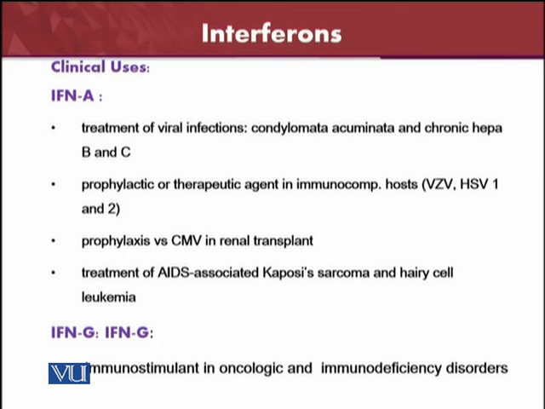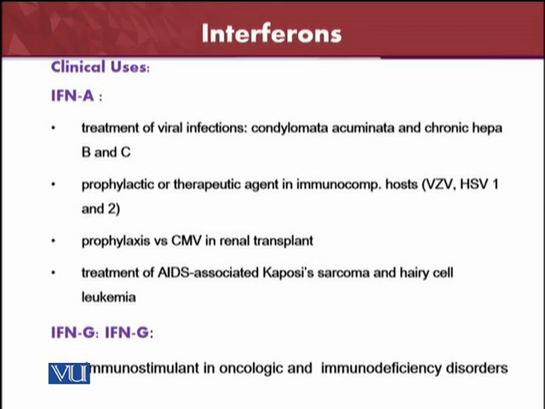The clinical uses of the interferons. Interferon A is used for the treatment of viral infections. Most basically, the viruses are Condylomata acuminata and the chronic hepatitis B and C viruses. We can use interferon A. These are also used as prophylactic and therapeutic agents in immunocompromising diseases, just like HSV, VZV, or similar types of diseases, herpes virus 1 or herpes virus 2.